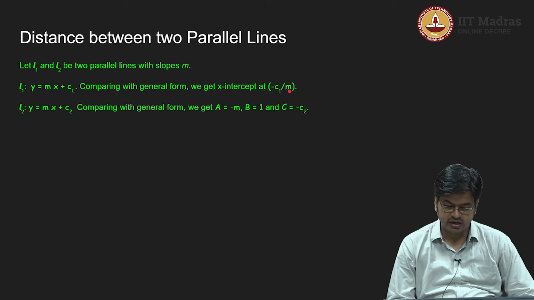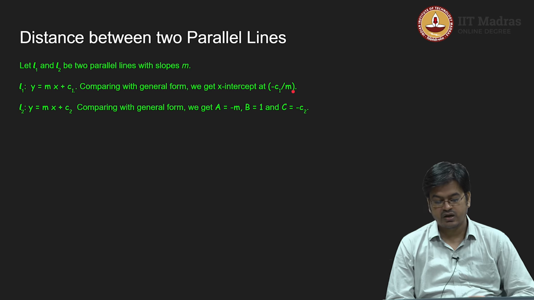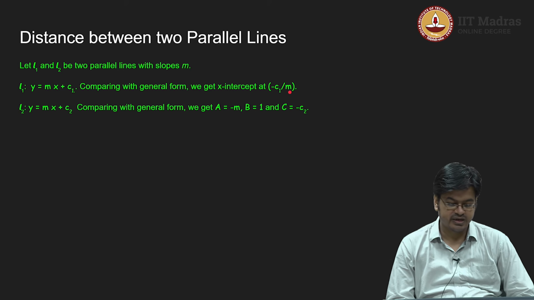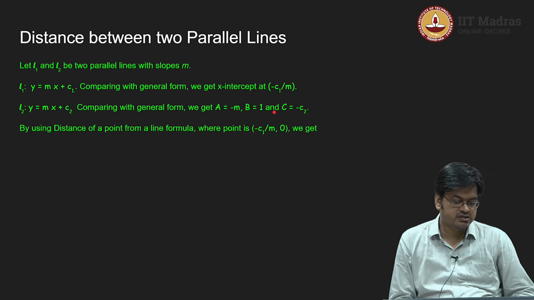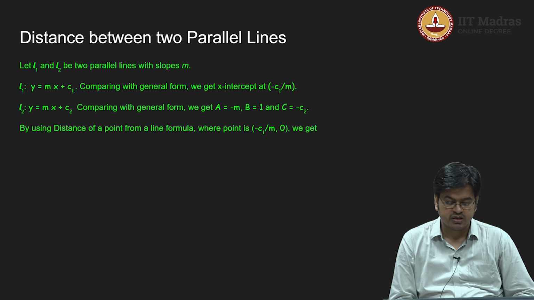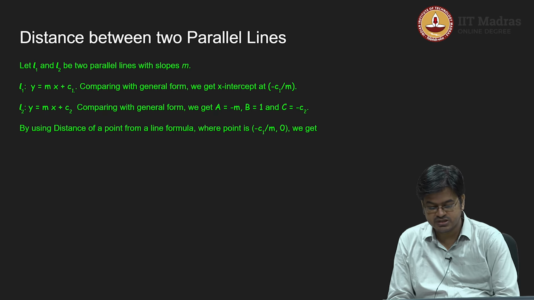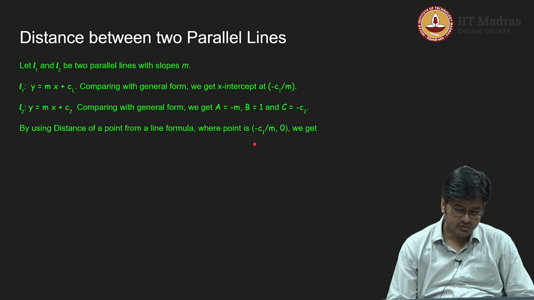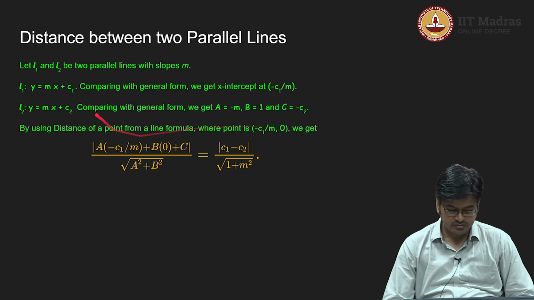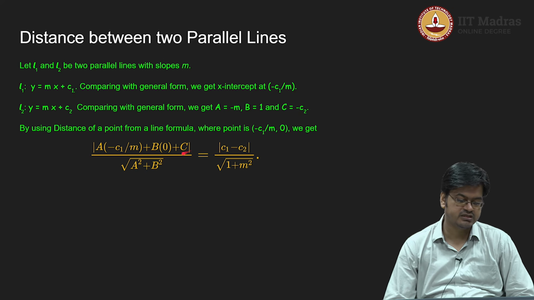Minus c1 by m and 0. So, now the problem reduces to finding the distance of this point from this line. Okay. So, by using the distance of a point from a line formula, where the point is minus c1 by m comma 0, you just need to substitute this point x1 y1 into the formula for the distance of a line, which is given by the modulus of a x1 plus b y1 plus c upon square root of a square plus b square.